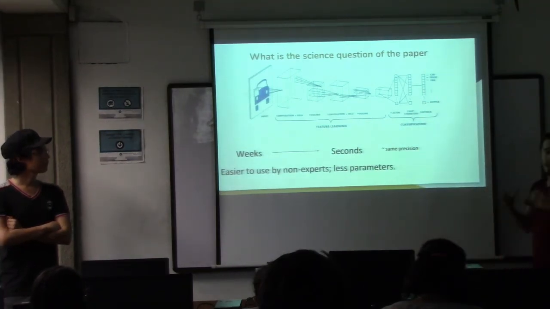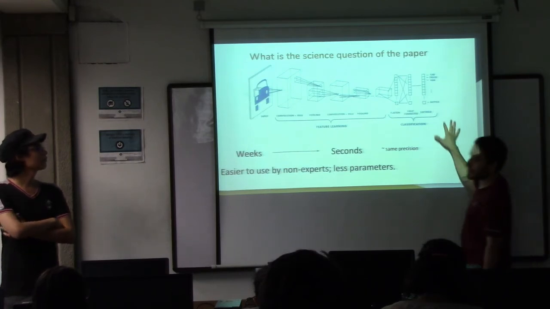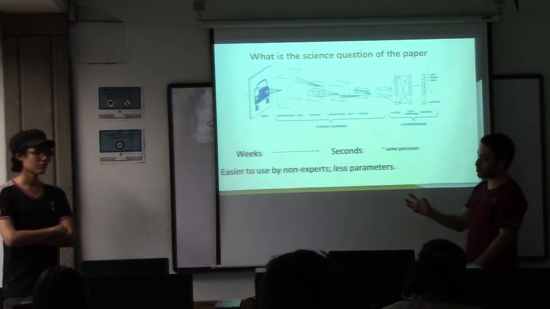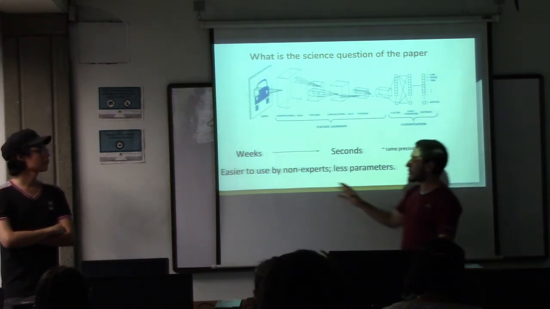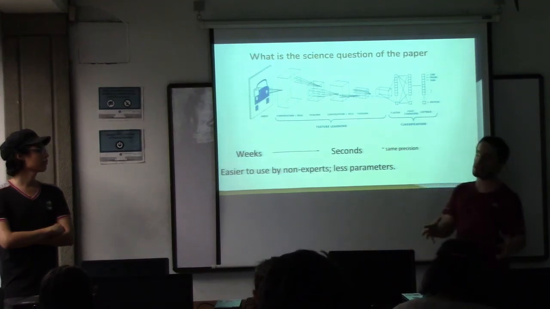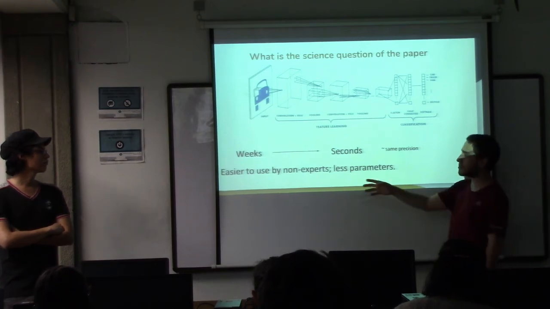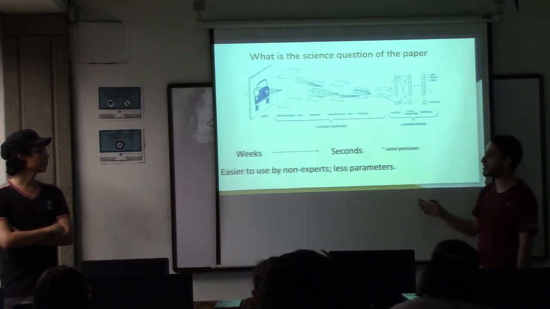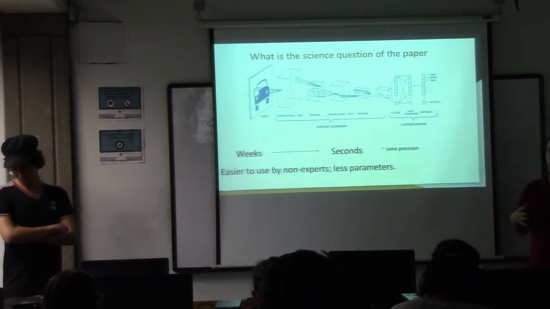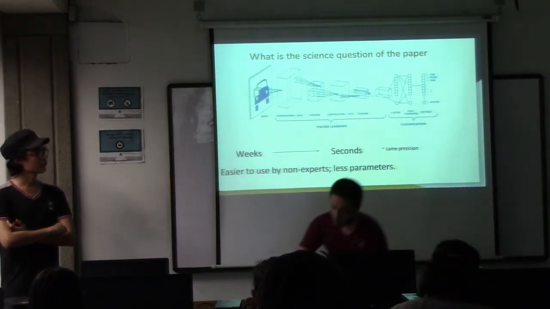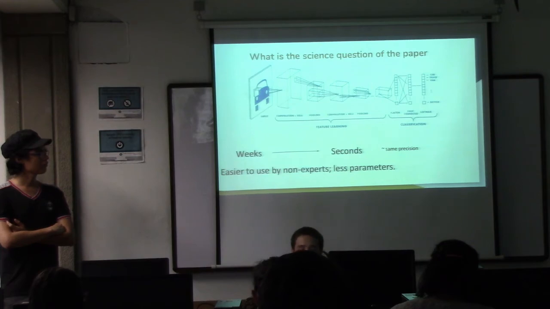So the basic idea is to apply this type of convolutional network to these problems to reduce calculations that normally take weeks to seconds with approximately the same precision. That's why they say it's much faster. And it is also very convenient because it's easier to use by non-experts, and you need fewer parameters to say if in fact you have a gravitational lens.